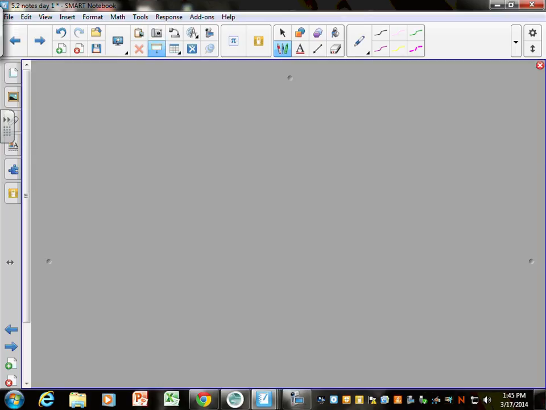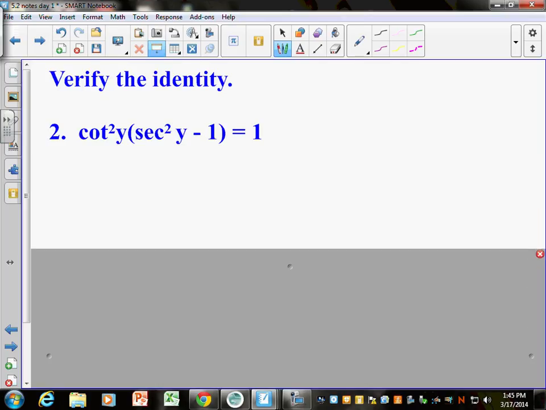If they say to verify or prove the identity, here's the nice thing. It will always work. If the directions say prove or verify, they're never going to give you one that doesn't work. So you know it's supposed to work. And this one's kind of nice. Which side looks more complicated to work with, the left side or the right side? Definitely the left side, which means we want to take this and we want to make it equal 1.